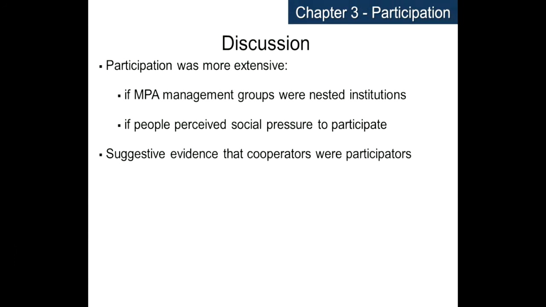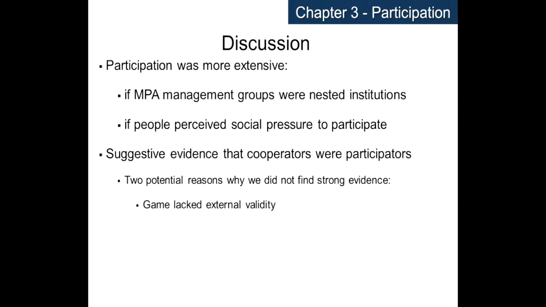Now, there are two potential reasons why I didn't find strong evidence of this, and the first is that potentially the game lacked external validity. So people's behaviour in the game didn't reflect people's behaviour in real-world decision-making. These games are necessarily highly simplified versions of reality, so this game may not have adequately reflected the real-world decision-making environment. And studies looking at the external validity of these kinds of games have found mixed findings in this regard.